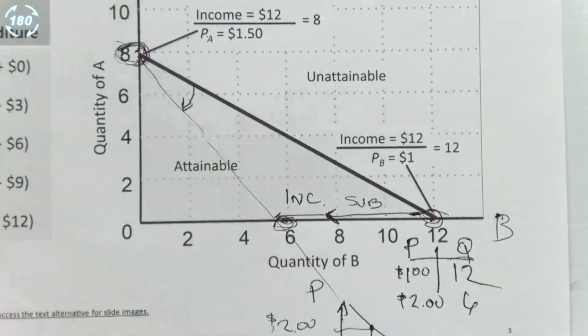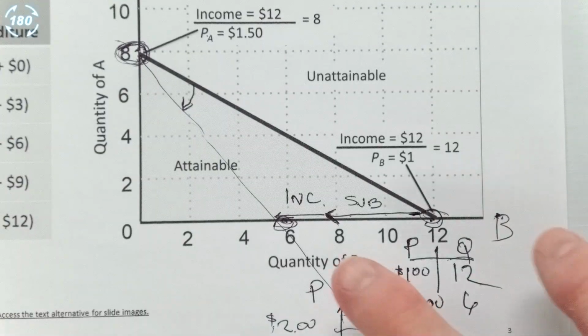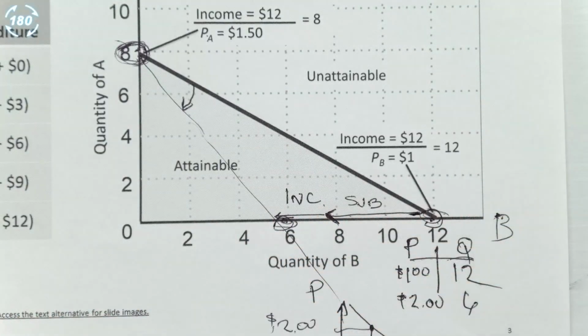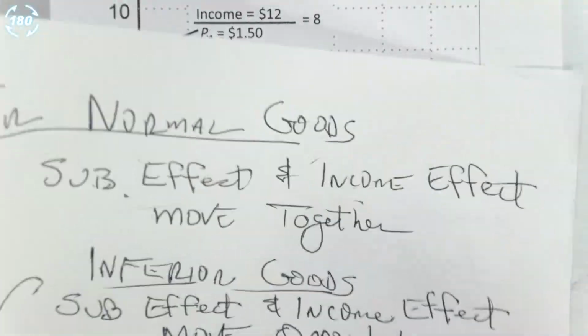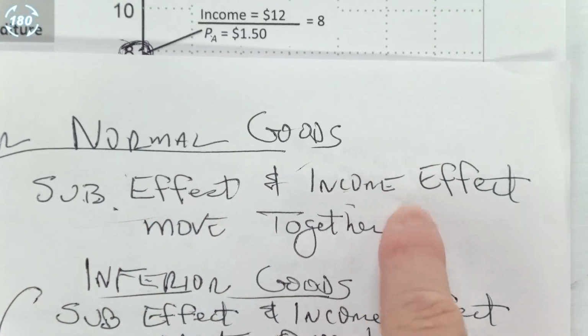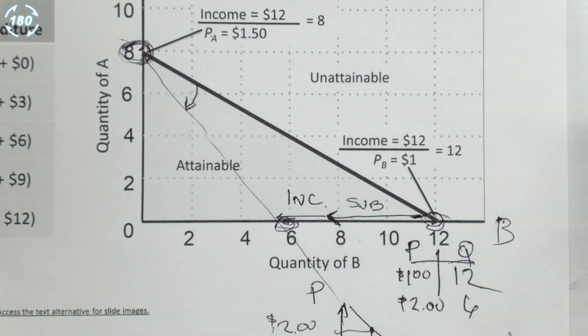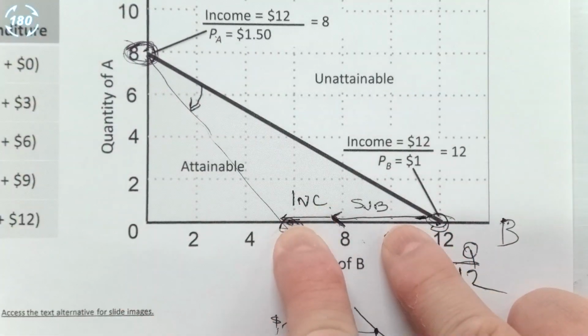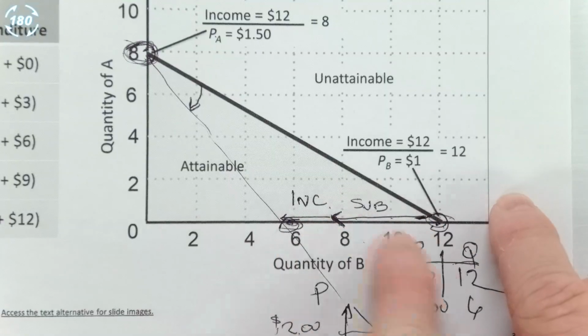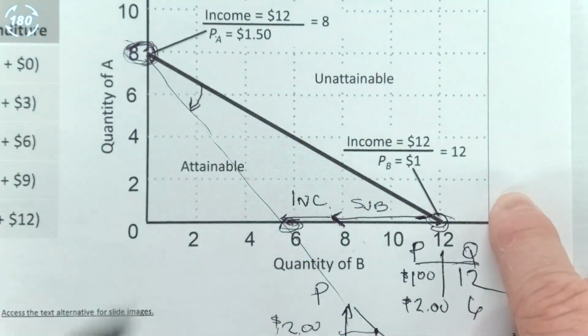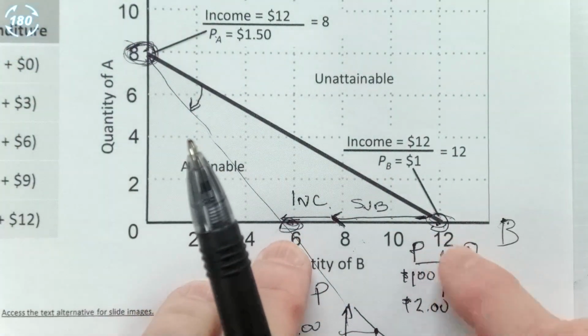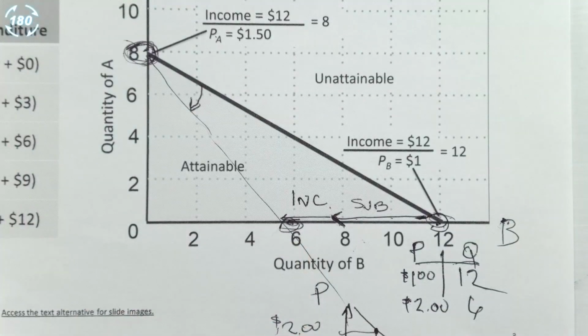Okay? For normal goods, these two move together, as we just saw with that little arrow diagram. I said they move together, right? For normal goods, substitution effect and income effect move together. That is to say, I draw these two lines like this, and it's these two things working together that will cause this decrease in the quantity demanded of B.